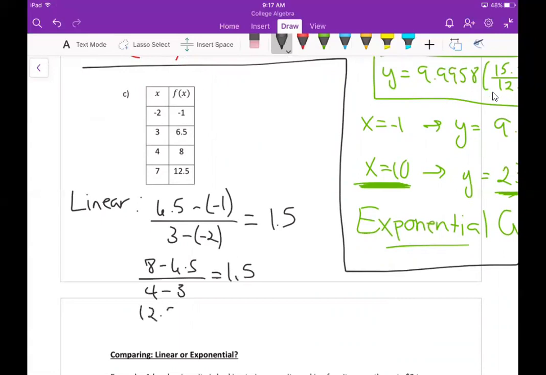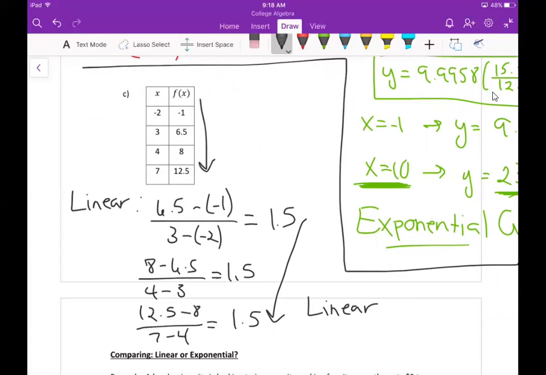So I gotta check the last one though. It's looking pretty good though. Looks like it might be linear and we might get a little break here. And if you take that last one, 12.5 minus 8 over 7 minus 4, you get 1.5 again. So because this is constant, we do have a linear function. If we have a linear function, there's no way it's exponential, so we don't need to test for that. This is a linear function and it's growing in the output as x grows, so this is linear growth.